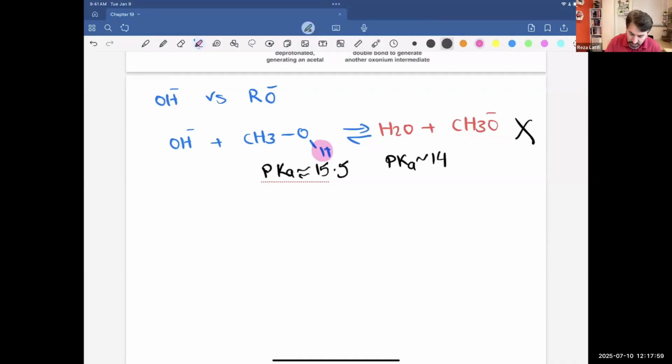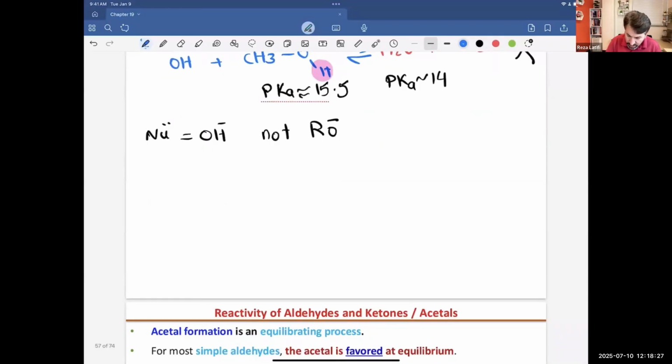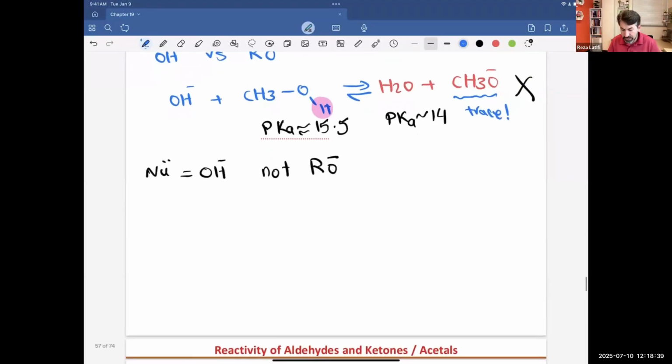What does it mean? It means inside the aqueous solution, your nucleophile will be OH, not RO. So adding an alcohol group or an ether group to the carbonyl is not going to happen. And let's say we have an equilibrium and we have a trace of this one. Let's see what will happen if we have a trace of it. So I go ROH.